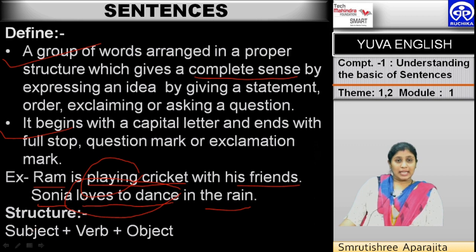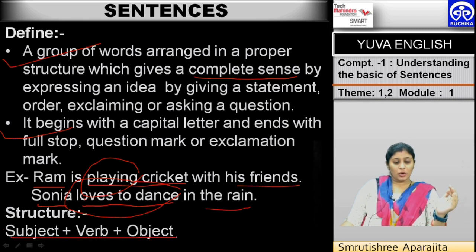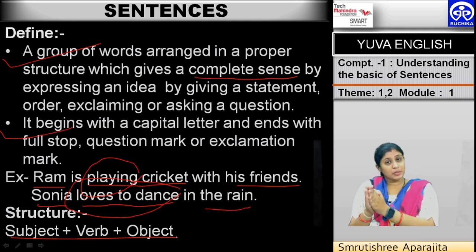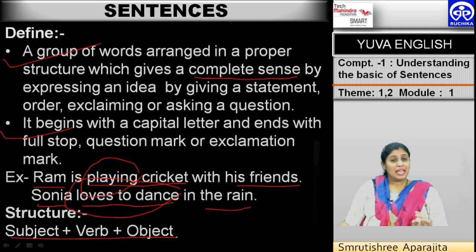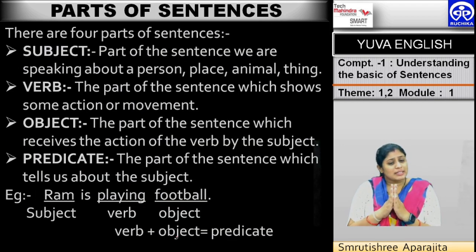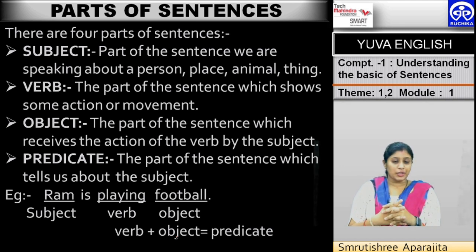So if we see the structure of a sentence, we can see I have written subject plus verb plus object. Now subject plus verb plus object is the type of a sentence. So there are 4 parts of a sentence. Okay, what are the 4 parts of a sentence? Come on, let us know over here.